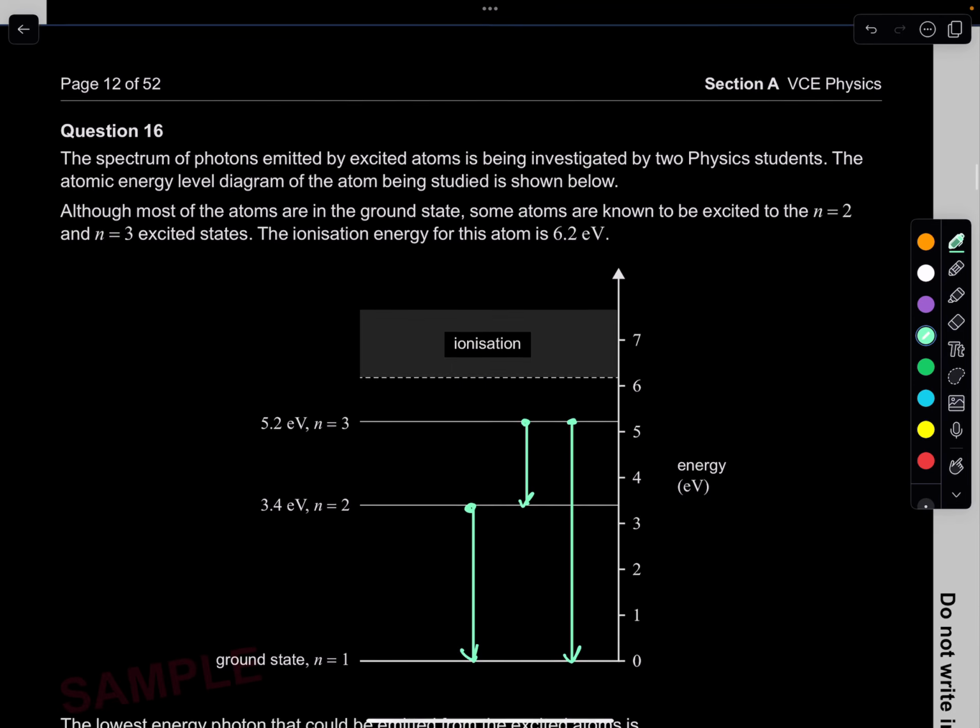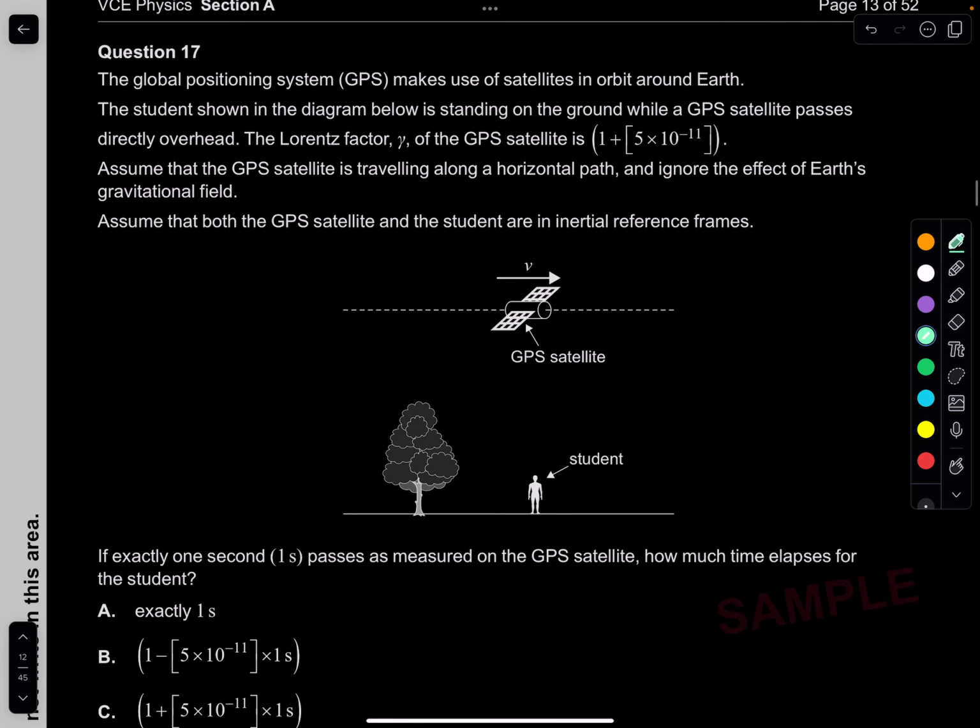Beautiful. What a beautiful last question. Question 17. The Global Positioning System, GPS, makes use of satellites in orbit around the Earth. The student shown in the diagram below is standing on the ground while a GPS satellite passes directly overhead. The Lorentz factor of the GPS satellite is this.